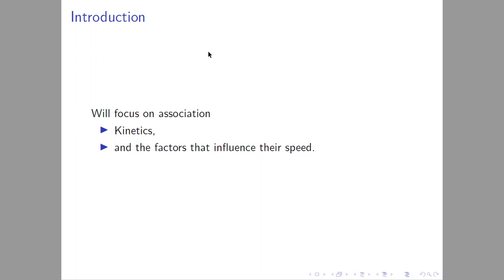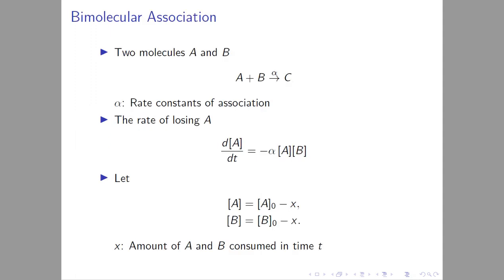Let me start with the biomolecular association. We have two molecules again, A and B, or protein and ligand, becoming a complex. A plus B becoming C. There is no C becoming A plus B. So this alpha is the rate constant of association. So the rate of losing the A, this concentration, or the protein.